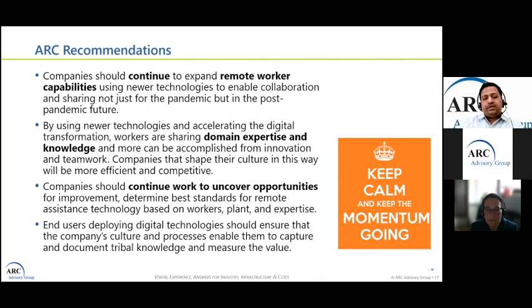And by using new technologies, manufacturing companies can accelerate their digital transformation. ARC believes that companies that shape their culture in this way will be more efficient and competitive as well. And companies should continue exploring such new opportunities for improvement and determine the best standards for remote assistance and technology. And with this, I conclude my talk.